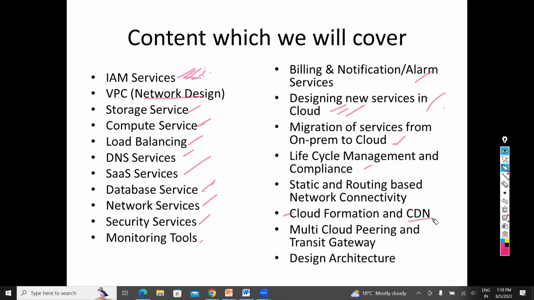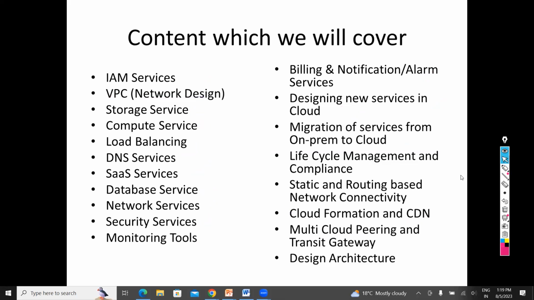Then multi-cloud peering. If I have some services in AWS and some services in Azure, how will we connect these two different cloud service providers with each other, and how can we manage it when I have multiple clouds in multiple regions with multiple service providers? How will we manage their routing, how will we manage which traffic should go to which region and where it should not be allowed? So transit gateways. Then we will cover design architecture.